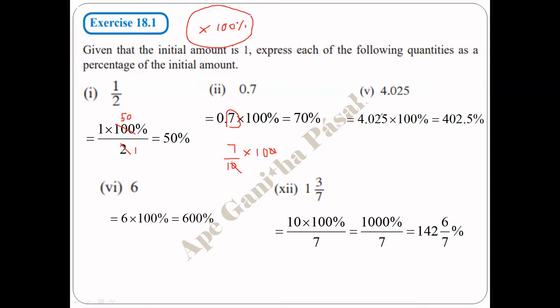4.025. Multiply 4.025 by 100%. Same method. Here there are 3 decimal places. 3 decimal places means 3 zeros. Can you remember? I told you how to convert decimal numbers. First, you have to convert into a fraction with the powers of 10. So here there are 3 decimal places, so put 3 zeros, 1000. Now write the numerator without the decimal point, 4025.